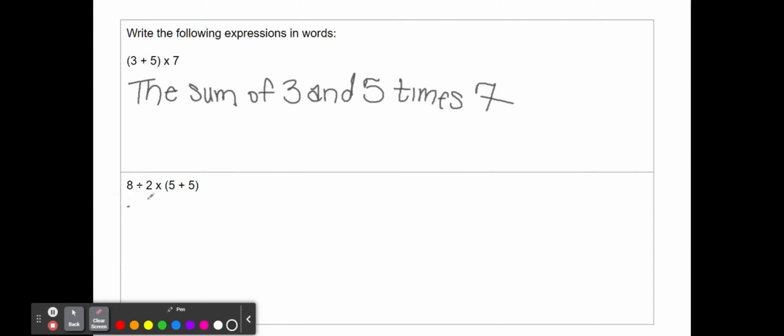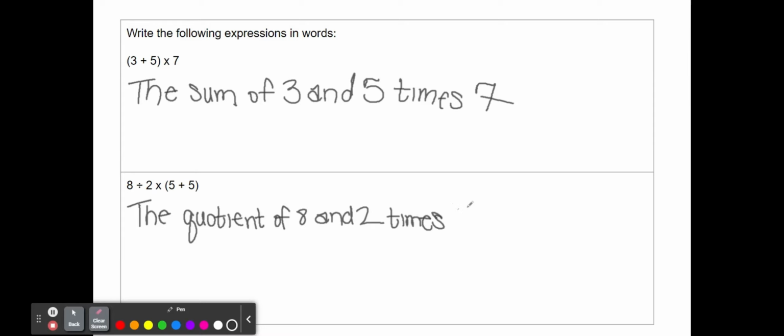All right, so the quotient of 8 and 2. Then we have multiplication in the middle. I'm just going to say times. And like I said, if you want to just say 5 plus 5, that's fine.